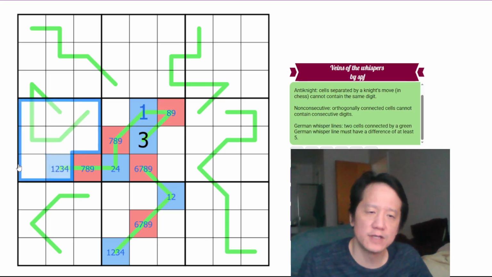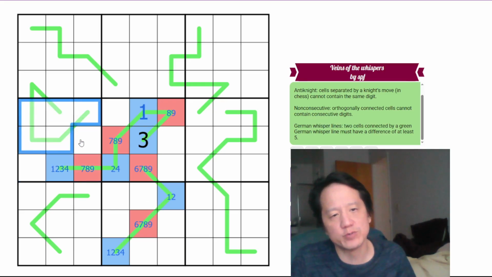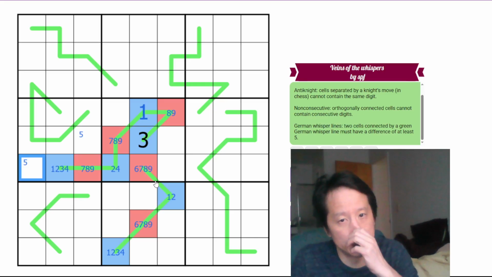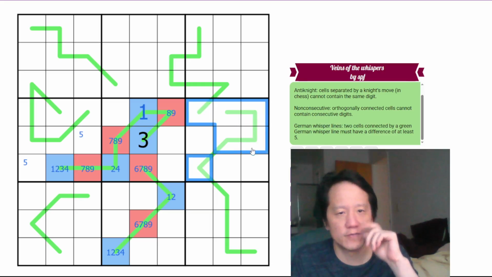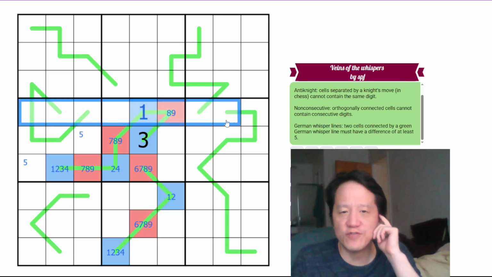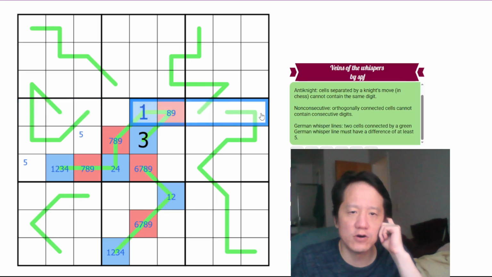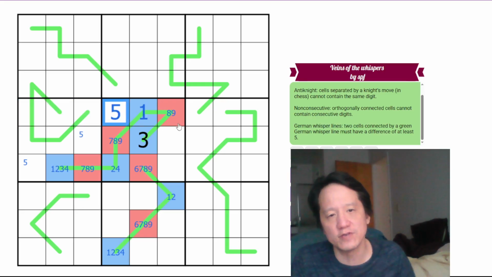So in this left center box, where is the 5? It cannot be on the German whisper line, so it must be one of those two. In this right center box, where is the 5? Actually, easier to see. In row 4, where's the 5? All of the rest of the cells are on German whisper lines. Therefore, this must be a 5 here.